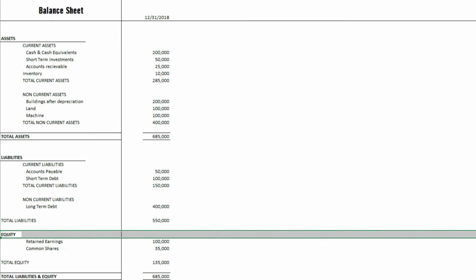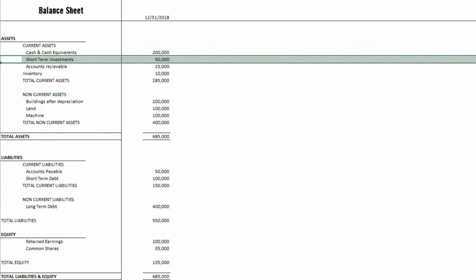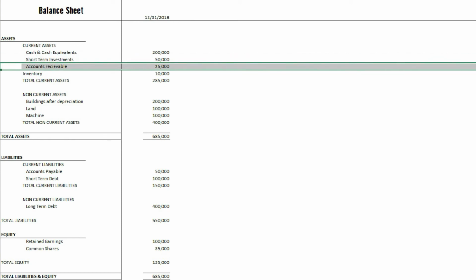Current assets begin with cash and cash equivalents. Obviously, this is hard cash or bonds which can be converted into cash right away. Next, we have short-term investments, which include but are not limited to treasury bills and certificates of deposit. If you don't know what a CD is, I've already done a video about it, so make sure to check it out. The next item is accounts receivable.